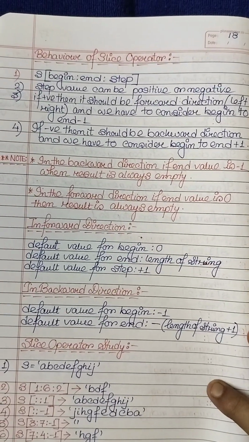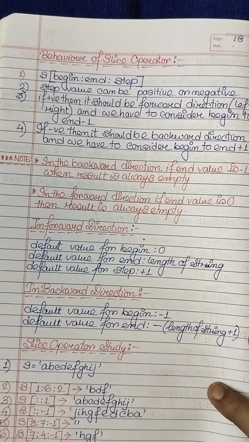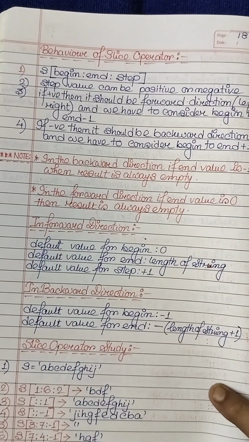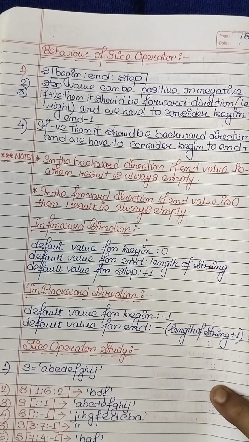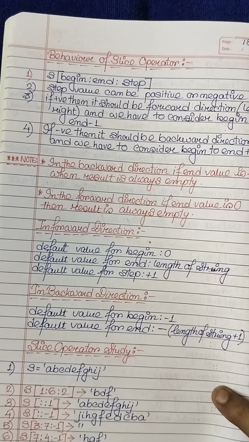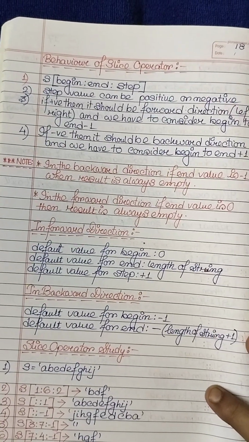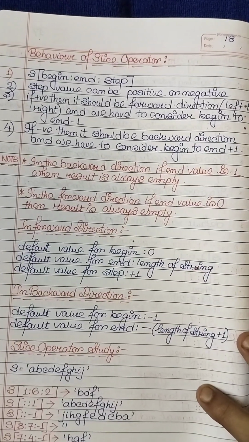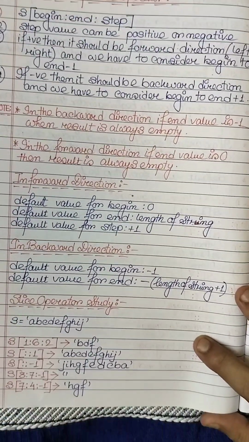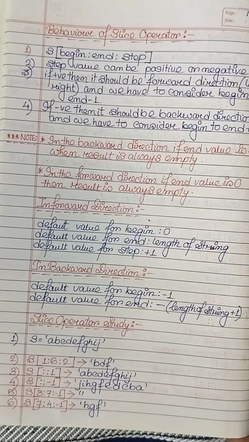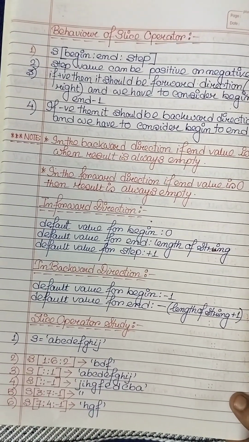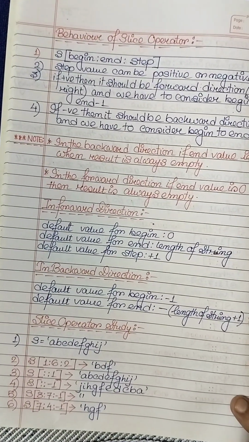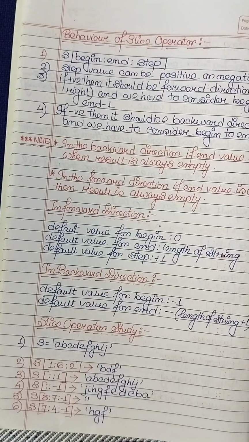If the step value is positive, then it should be in the forward direction. That means it will move from left to right, and we have to consider begin to end minus 1. If the step value is negative, then it should be in the backward direction, and we have to consider begin to end plus 1.